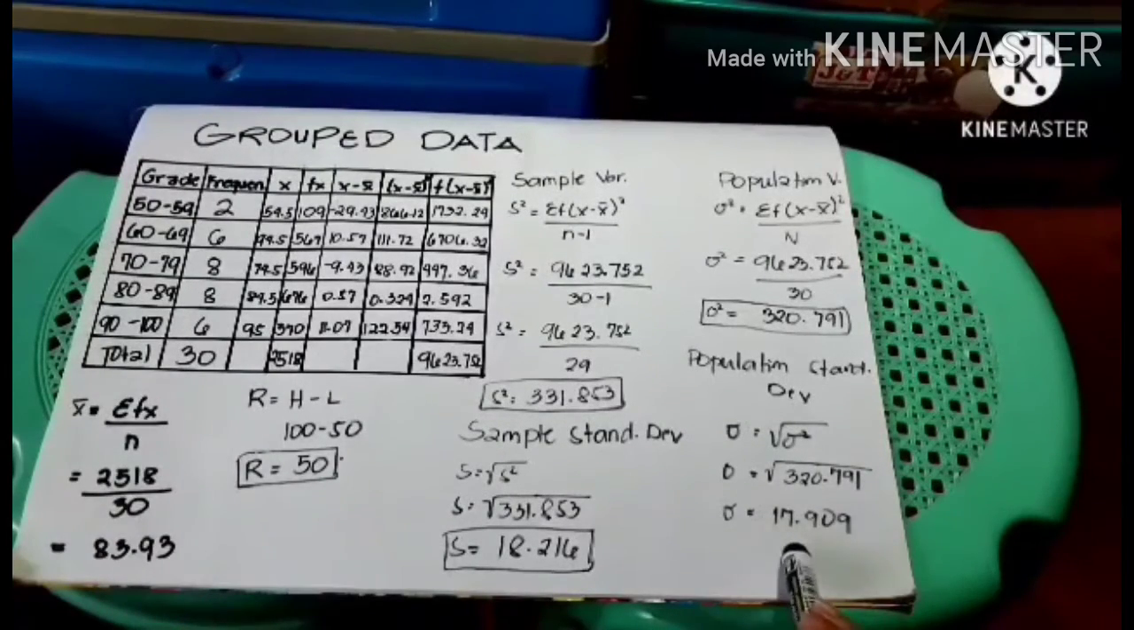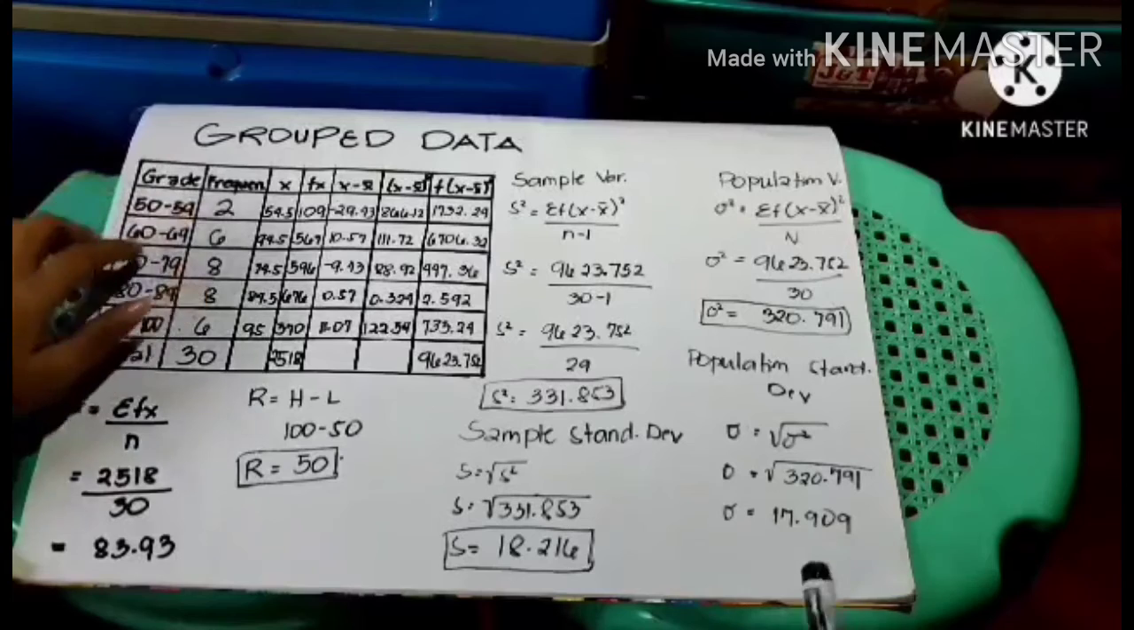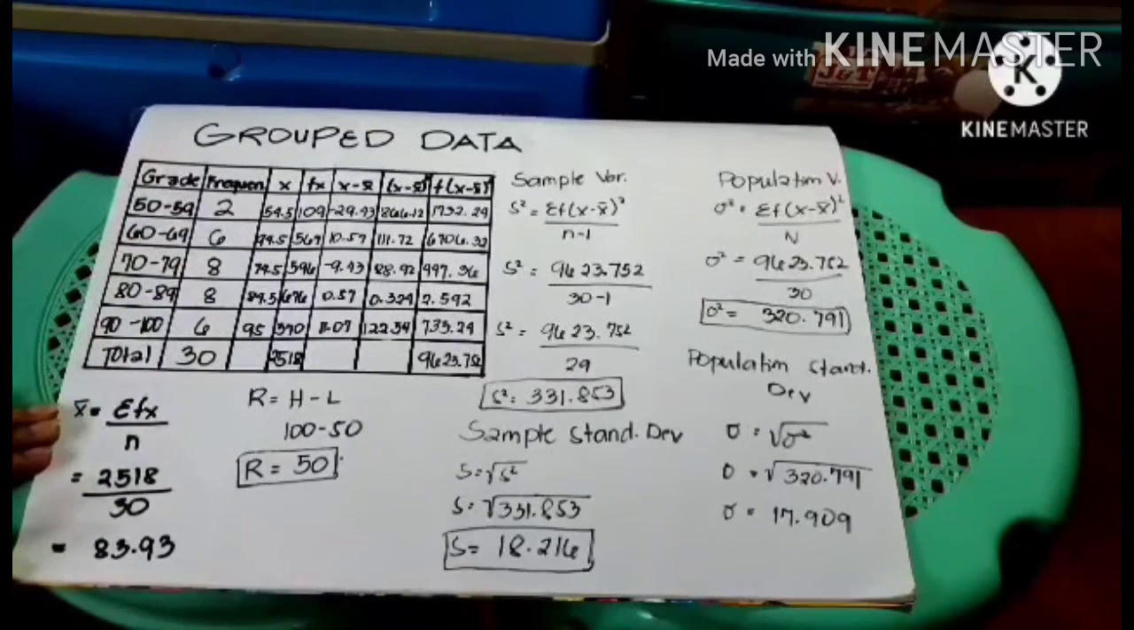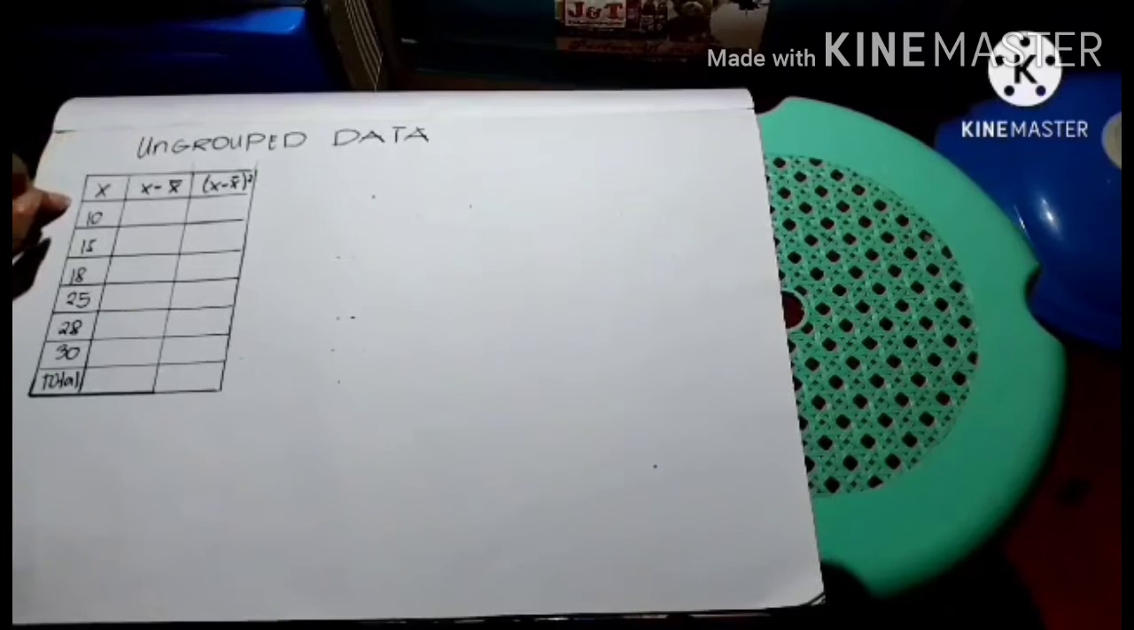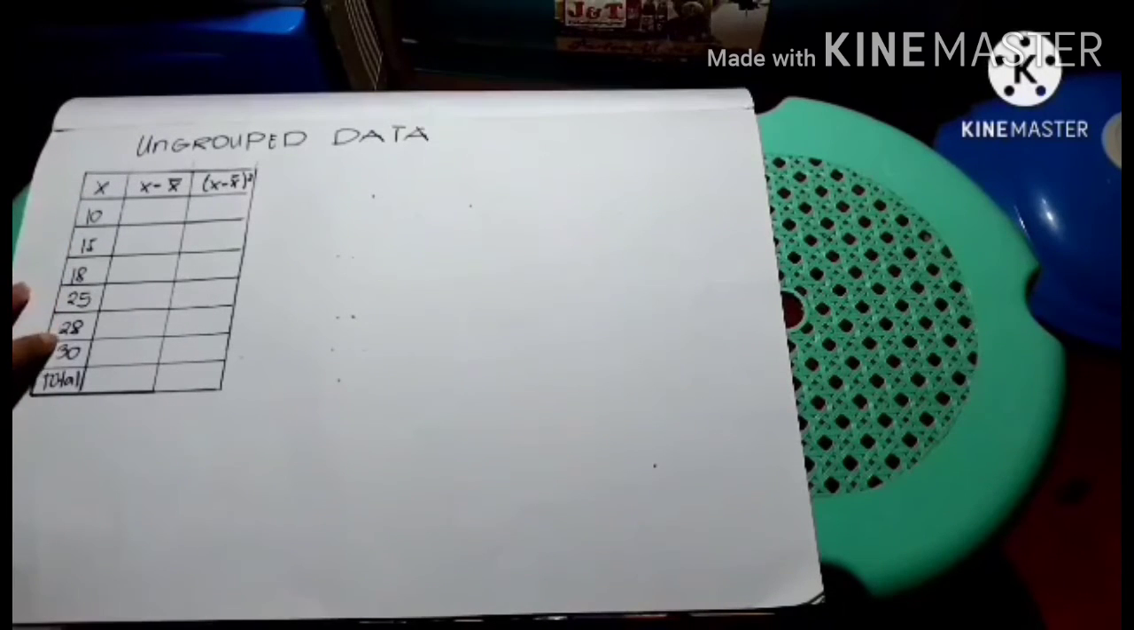So these are the examples of the measures of dispersions of the grouped data. Another example of measures of dispersions of the ungrouped data. So here are the samples. The X is 10, 15, 18, 25, 28, and 30.